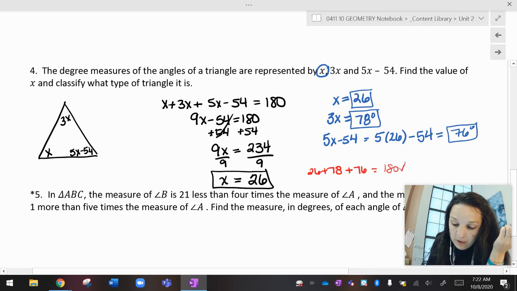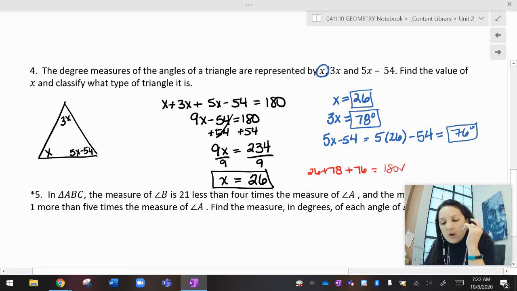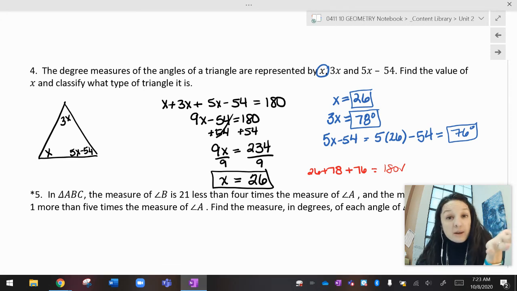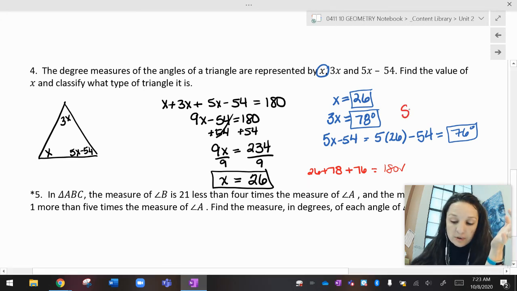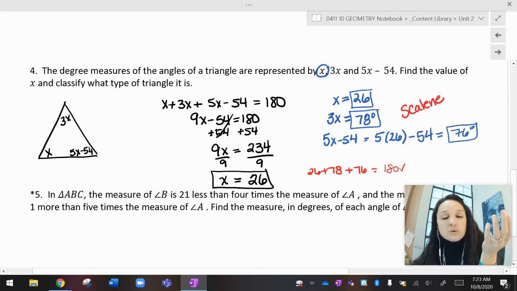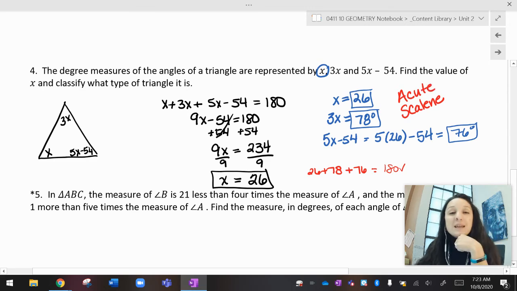Yeah, that works out. Well, the 3 angles of the triangle are all different, which means the 3 sides of the triangle are all different. That makes this scalene. And another word we can use to describe this, all of these angles are acute because all of these angles are less than 90. So this is an acute scalene triangle.